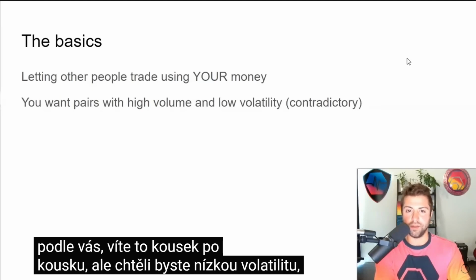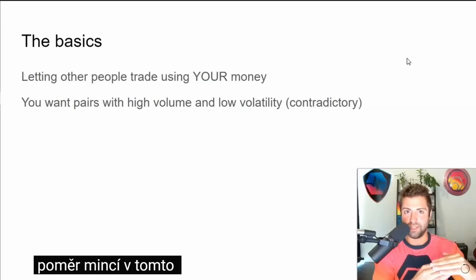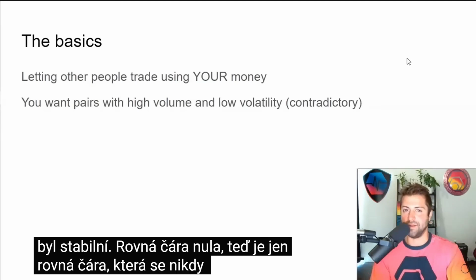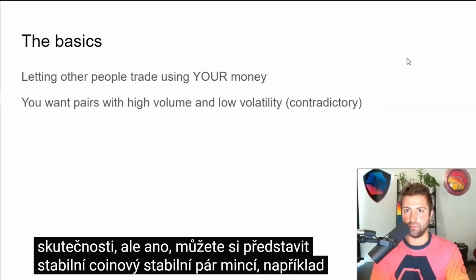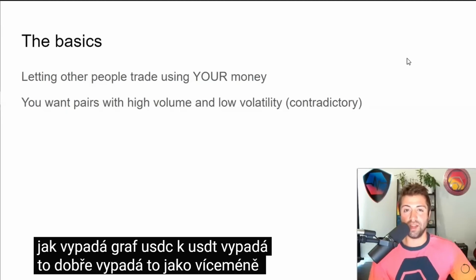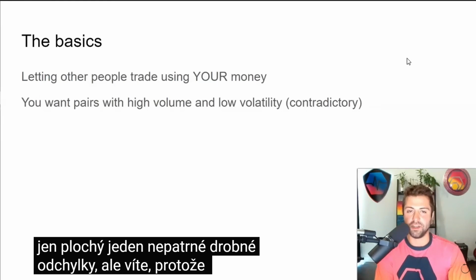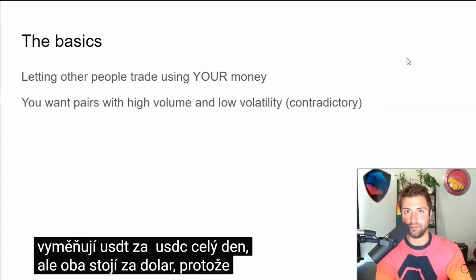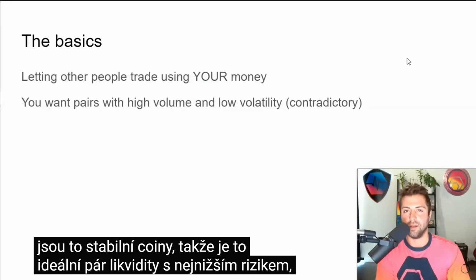But you'd want low volatility, which means theoretically you'd want the ratio between the coins in this pair to be stable, flat line, zero. There's just a flat line. Now that never happens in reality, but you could think of a stablecoin pair, for example. What does the chart of USDC to USDT look like? Well, it looks like more or less one, just flat one, tiny little deviations. But people are swapping USDT for USDC all day long, and they're both worth $1 because they're stablecoins, right? So that's kind of the ideal lowest risk liquidity pair that you can have.